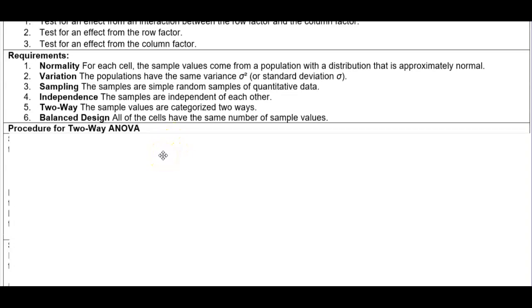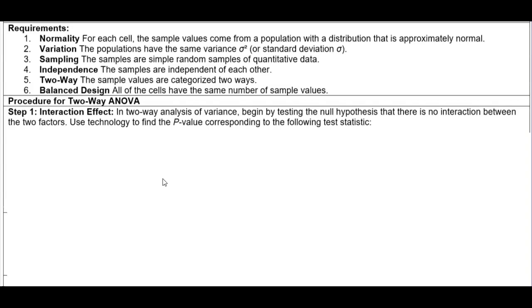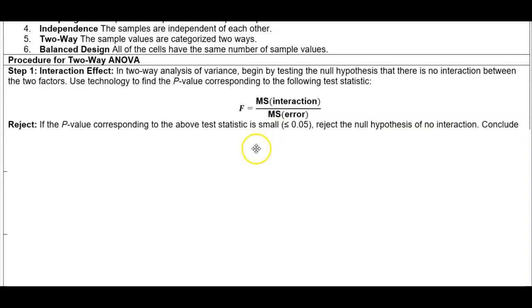Here's the procedure for a two-way ANOVA. Step 1, the interaction effect. In two-way analysis of variance, begin by testing the null hypothesis that there is no interaction between the two factors. Use technology to find the p-value corresponding to the following test statistic. F is equal to the interaction divided by the error using the MS.